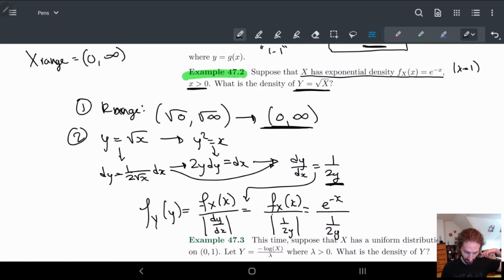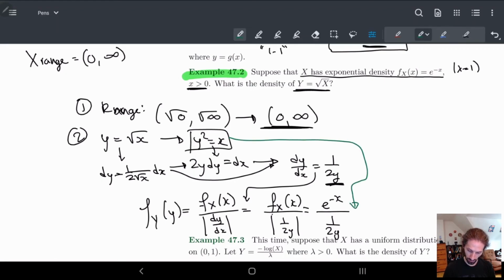And then e to the minus x, well, what is x? x is y squared. So we'll use this for the next equality, which will give us e to the minus y squared times 1 over 2y. If you do the multiplication, this will just give you 2y. So we end up getting 2y e to the minus y squared. And that is the density function for y. So it's not too bad.